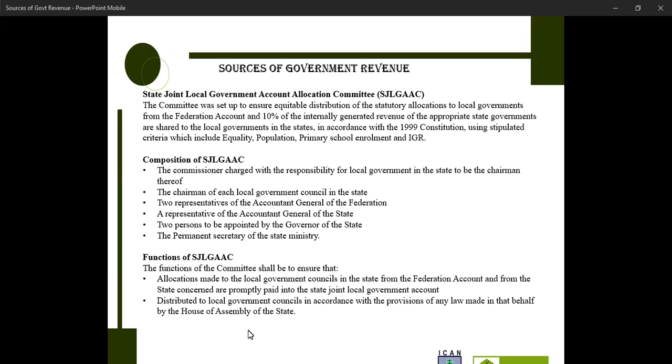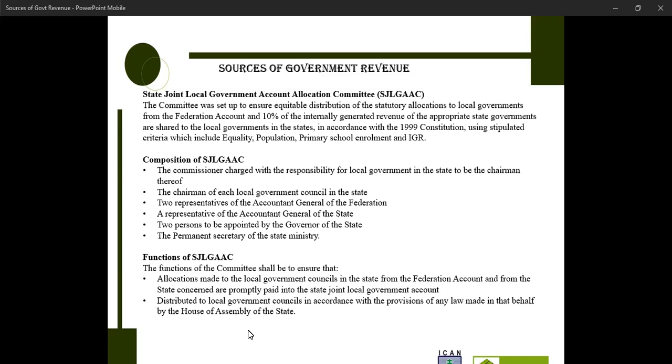What is the composition of the State Joint Local Government Account Allocation Committee? We have the commissioner charged with responsibility for local governments in the states to be the chairman, and the chairman of each local government council in the states. We have two representatives of the Accountant General of the Federation, a representative of the Accountant General of the state, two persons to be appointed by the governor of the state, and lastly, the permanent secretary of the state ministry.